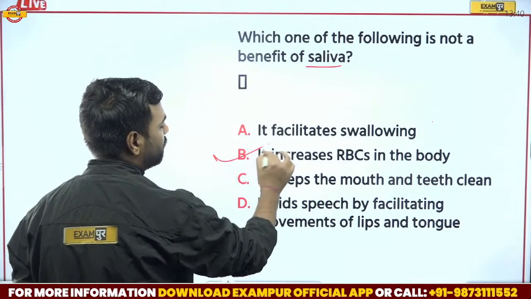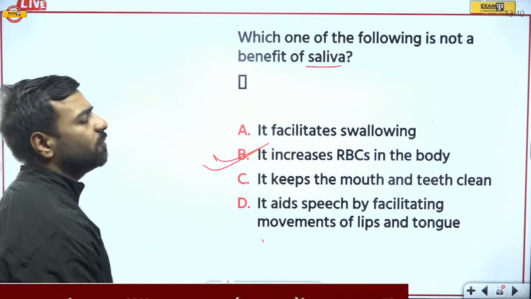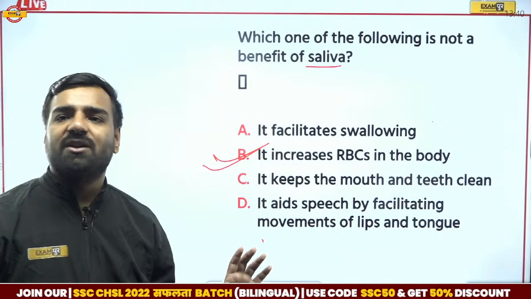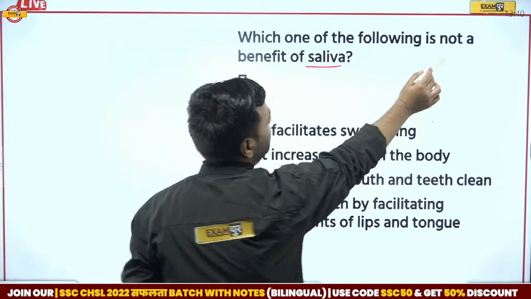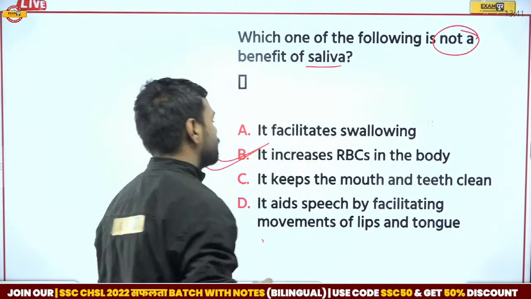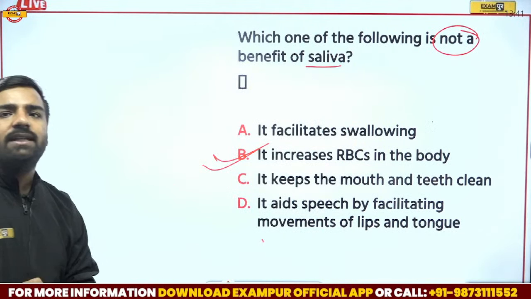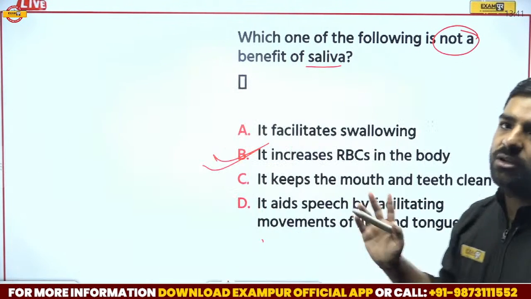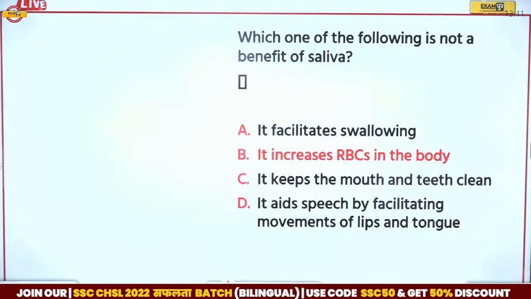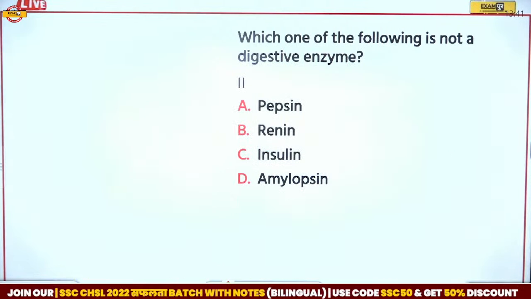And Kanak, you are absolutely correct. It is increasing the RBCs in your body. It's not the work of saliva. Totally correct. So here, it was asked, which of the following is not a benefit of saliva? Obviously, option number B is not going to be the benefit of saliva. But all the other options are actually benefits of saliva. So here, option number B is the correct answer. Next we have, which one of the following is not a digestive enzyme?